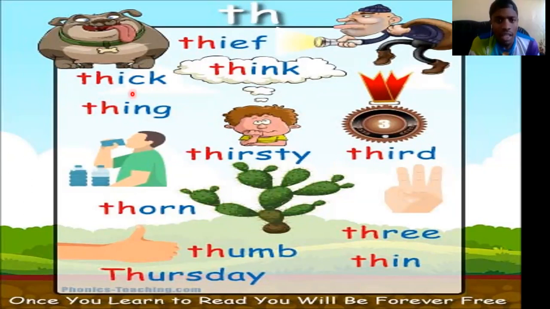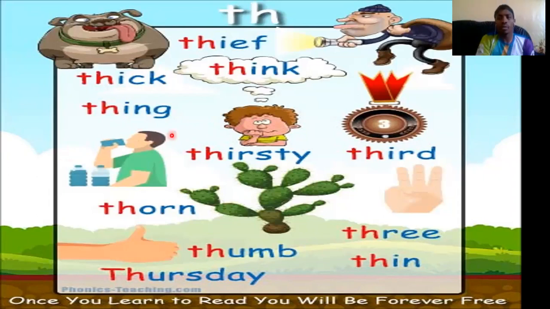So we've got thief. Thick, as I explained it. Then thing. Thing is when maybe you forgot the name of something, or you want to say it quickly, like, pass me that thing or that other thing. When you use the word thing, it's when you don't have the name of something but you want to describe it.